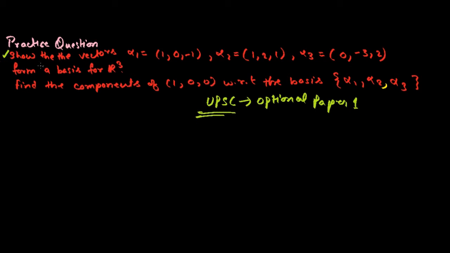The question is, show that the vectors alpha 1, alpha 2 and alpha 3 form a basis of R3. So we are given three vectors, alpha 1, alpha 2 and alpha 3, and we want to show that these three vectors are forming the basis of R3. The next part of the question is that we need to find the component of this vector with respect to the basis alpha 1, alpha 2 and alpha 3. Right, so let's get started.